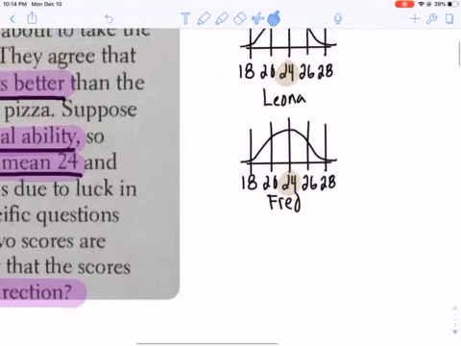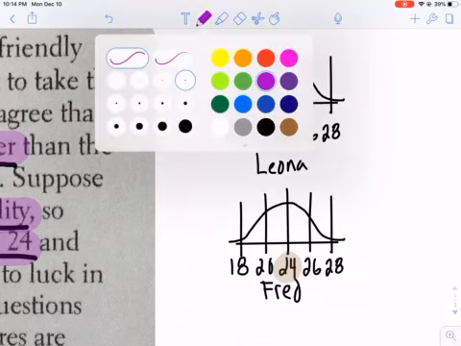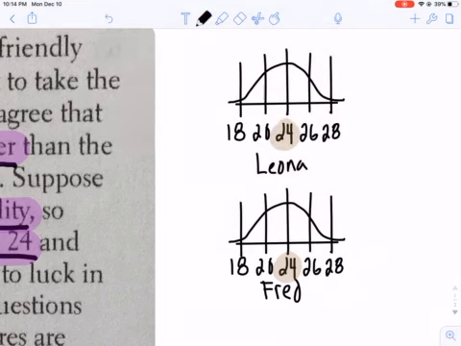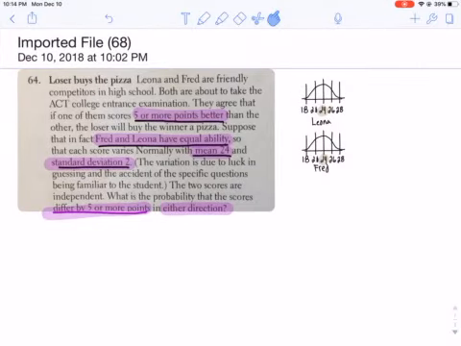Alright, so what you notice I did here was I drew a nice normal distribution representing Leona's score as well as Fred's score. You'll notice that they are both the same normal distributions because same mean, same standard deviation. Now, I'm trying to find the probability that their scores differ by 5 points or more. If I'm looking for the difference in their scores, I have to figure out what the expected difference is.